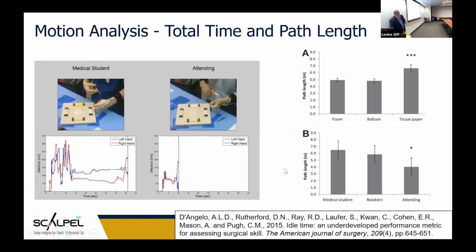You can also see the difference in the tissue type they're trying to suture. So here we give them foam, balloon, and tissue paper, and you can see for tissue paper, which is much more fragile and harder to suture, the motion was much longer. So motion economy, motion path length, and there are other metrics that you can measure with motion. You can measure bimanual dexterity, how much the hands move together or not. You can measure the speed. Again, experienced physicians usually move faster. Their working volume is usually smaller. Their hands are more in the same place all the time, and they use both hands more.